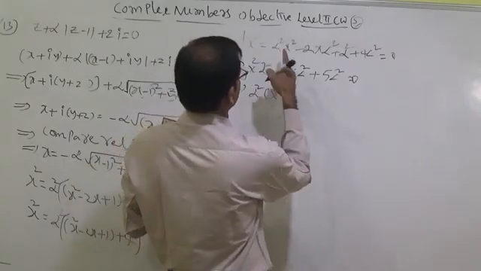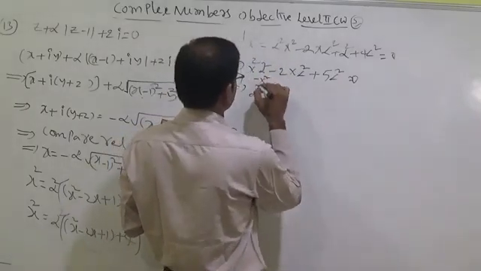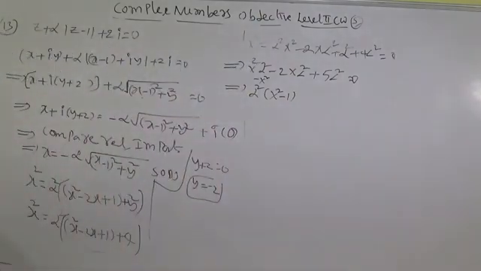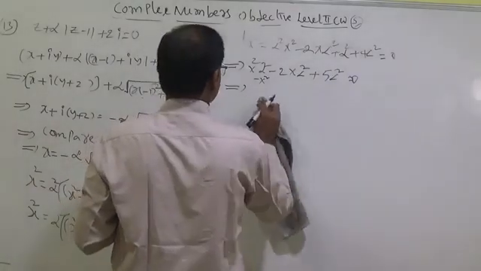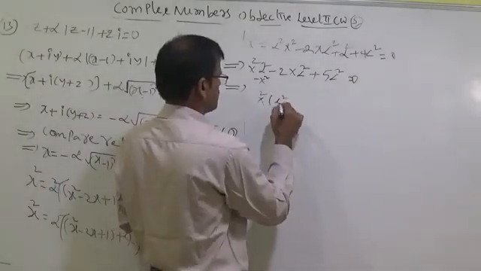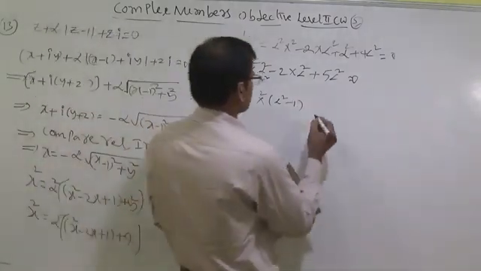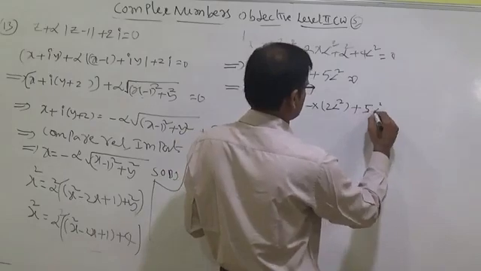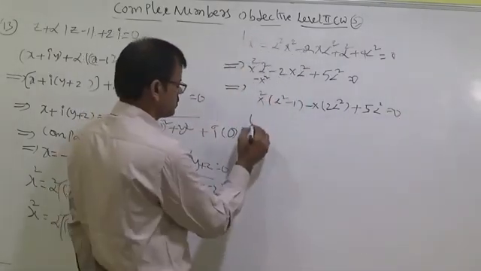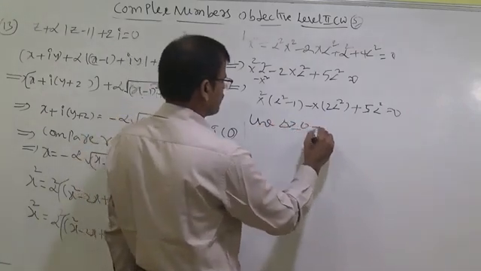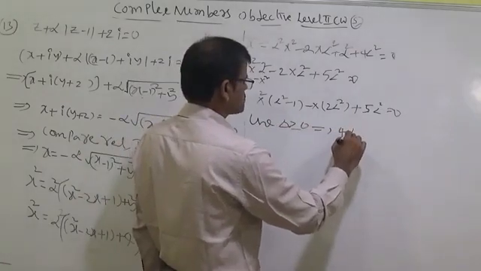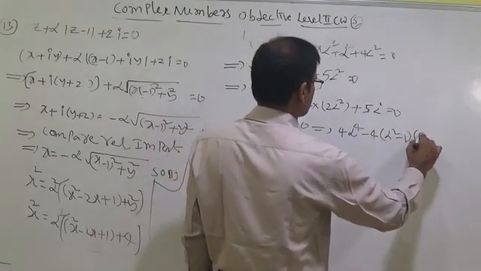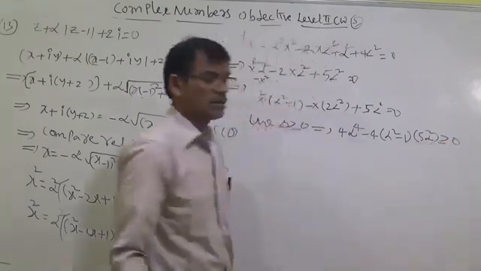Alpha square into x square, alpha square minus x square alpha square taken common. x square taken common, alpha square minus 1, minus x into 2 alpha square plus 5 alpha square equal to 0. Use delta greater than or equal to 0 for the equation. So delta meaning b square minus 4ac: 4 alpha power 4 minus 4 into alpha square minus 1 into 5 alpha square greater than or equal to 0.